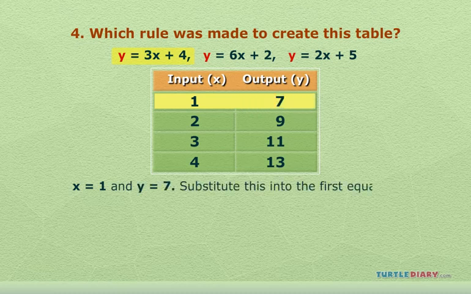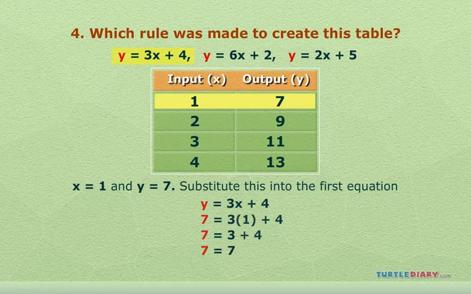Substitute this into the first equation. y equals 3x plus 4. 7 equals 3 times 1 plus 4. 7 equals 3 plus 4. 7 equals 7. This works, so this could be the right equation. But we're not sure yet.